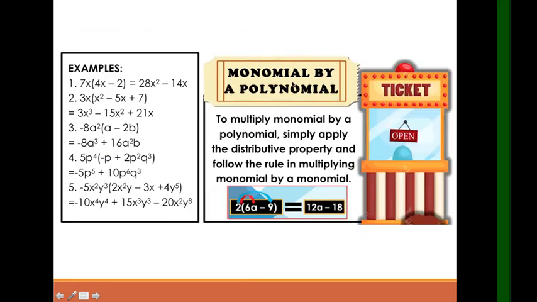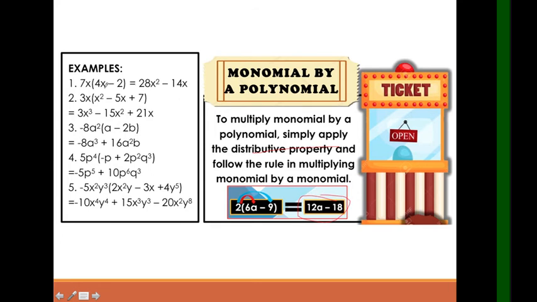Now, how about monomial by a polynomial? To multiply monomial by a polynomial, simply apply the distributive property and follow the rule in multiplying monomial by a monomial. So, ang gagawin lang dito is yung distributive property. Just like this one. 2 quantity 6a minus 9. So, yung 2 times 6, that's 12. And then copy a. 2 times negative 9 is negative 18. So, ito na yung answer natin.